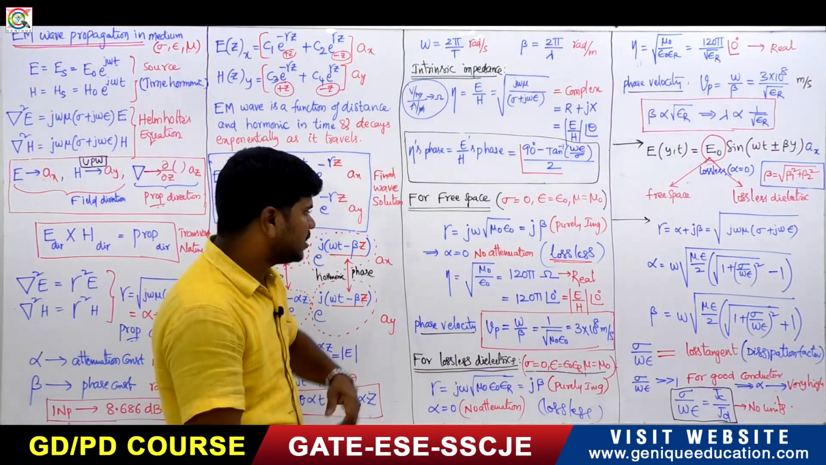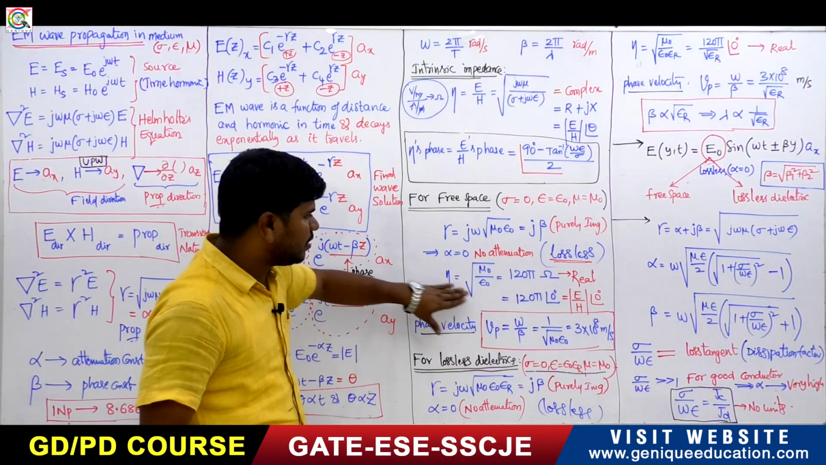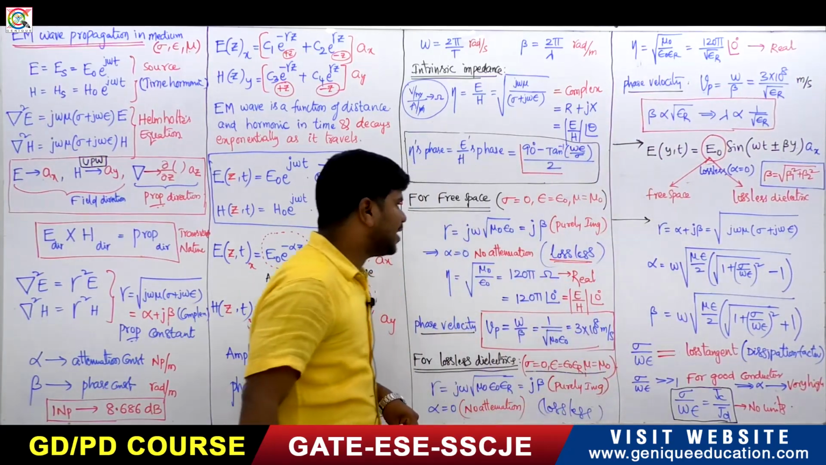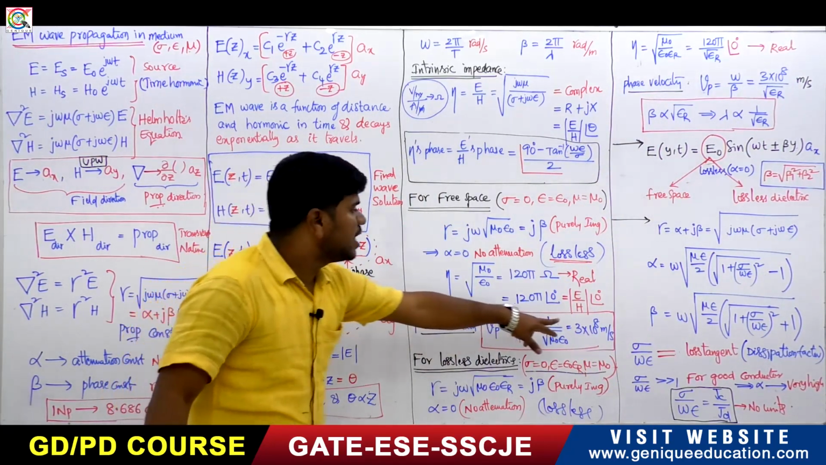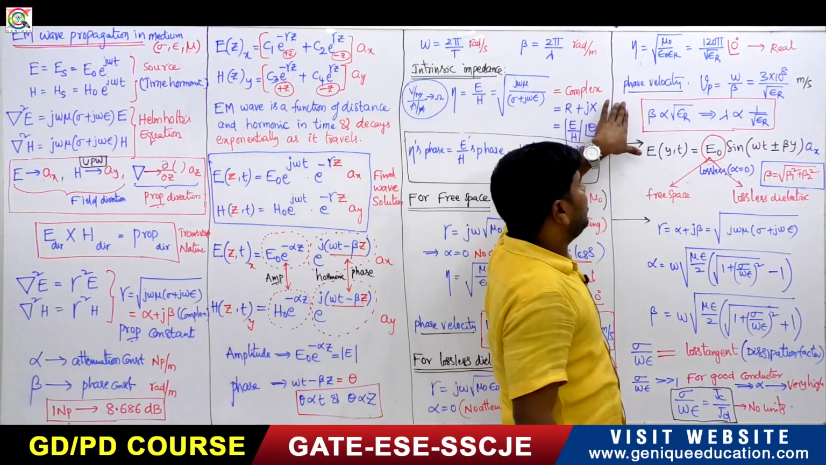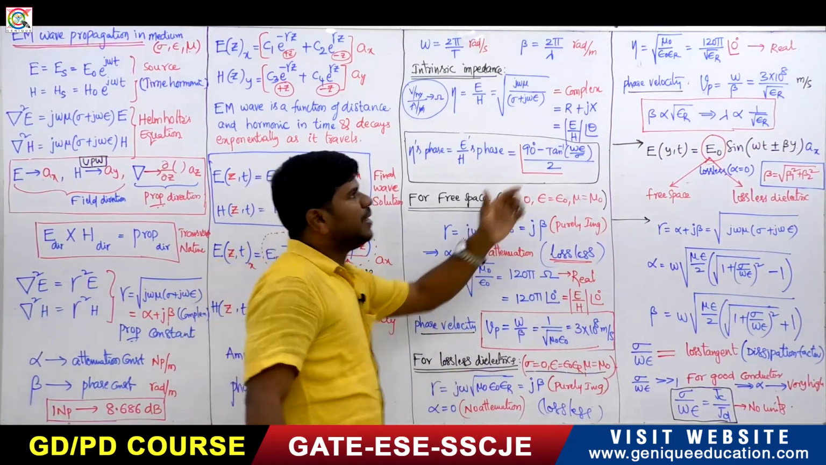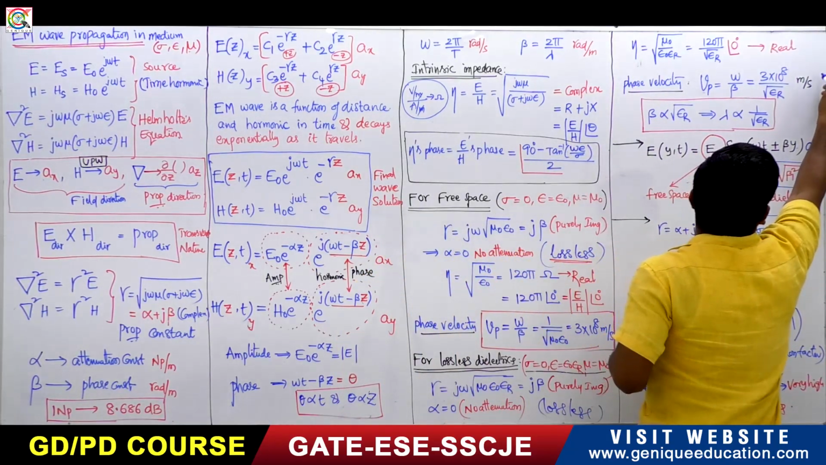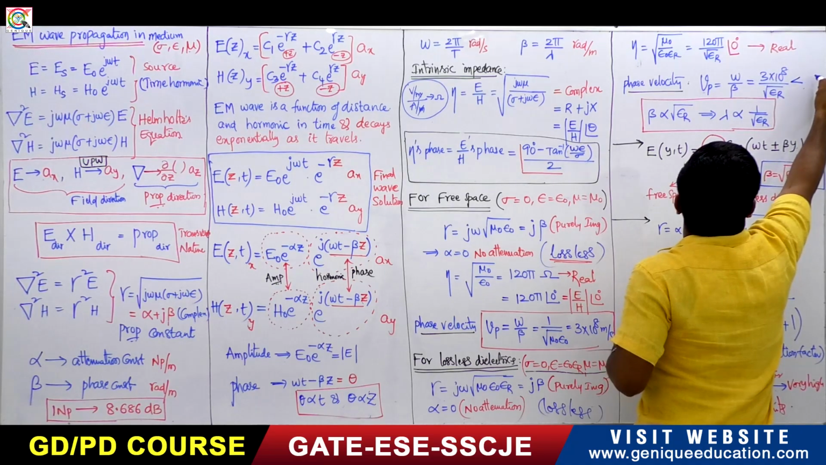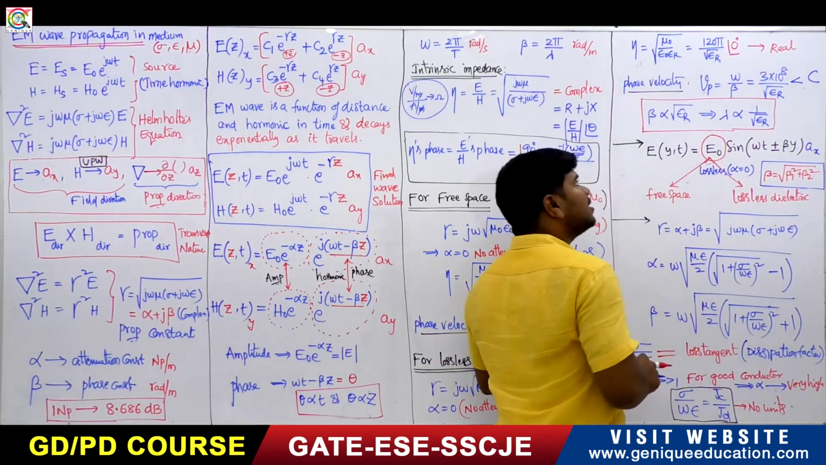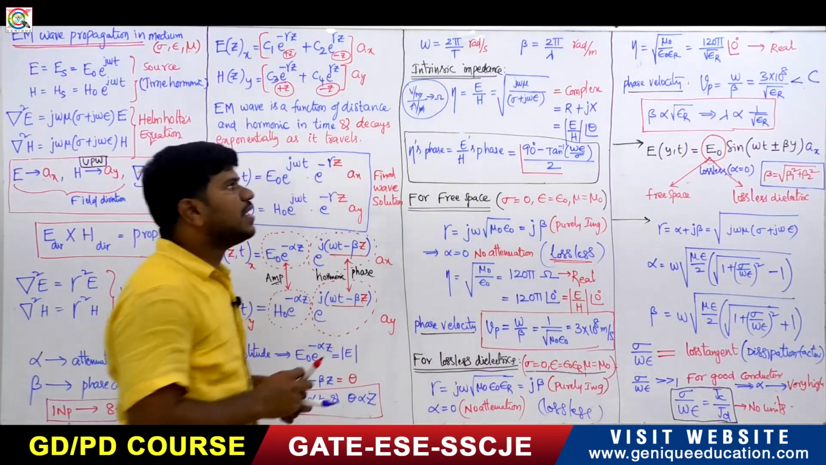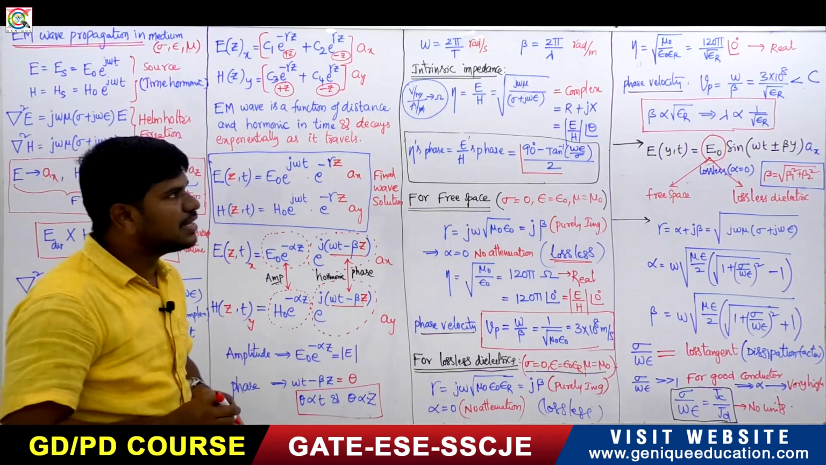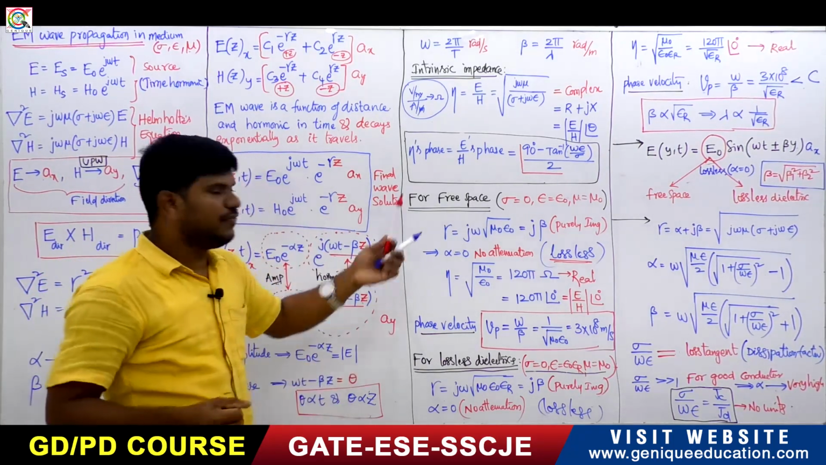How can we distinguish? The intrinsic impedance for free space will be 120 pi, but the intrinsic impedance for this one is 120 pi divided by root epsilon r. The phase velocity in free space is 3 into 10 power 8. The phase velocity in the lossless dielectric will be somewhat reduced when compared to C. So that's why we can write this is less than C. Always the phase velocity of the EM wave in the lossless dielectric is less than the phase velocity of the EM wave in free space.